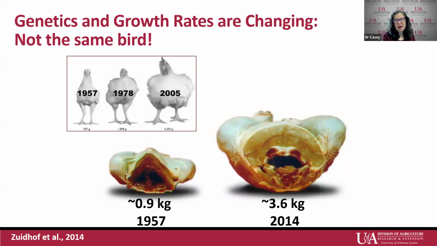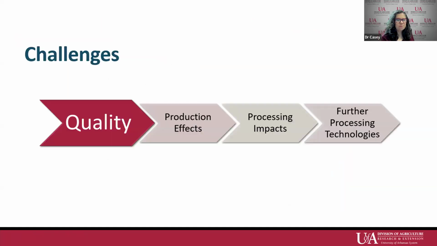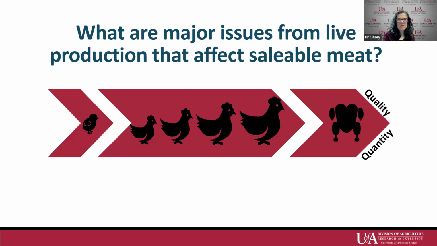But that also takes the average of all those different market segments that we supply for. So what are the challenges? Quality. I worry about quality, and that's what I study, and that's a big thing on my mind. What are the things that impact quality? They can be production effects, processing impacts, and then also further processing technologies. I'm going to spend most of my time on production effects, but I'll hit a few things on the other two as well. So what are the major issues from live production that affect saleable meat?